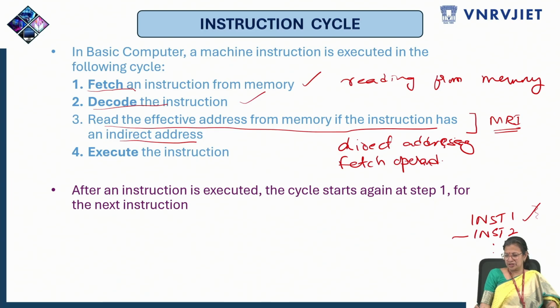As I said, after instruction 1 is over, it has to start again with instruction 2. The same thing: fetch the instruction, decode, fetch the operand and execute. If it is not a memory reference instruction, it is simply fetch, decode and execute.